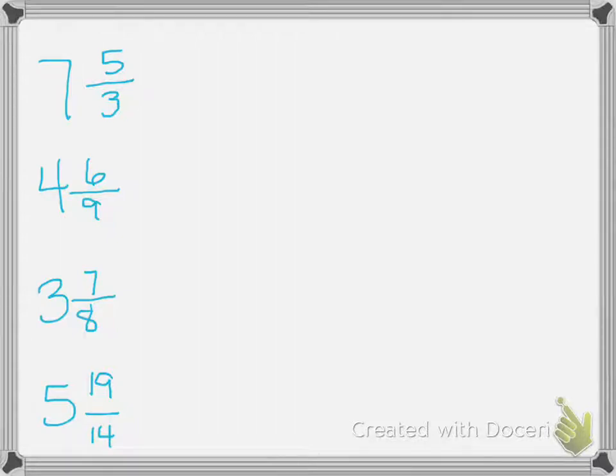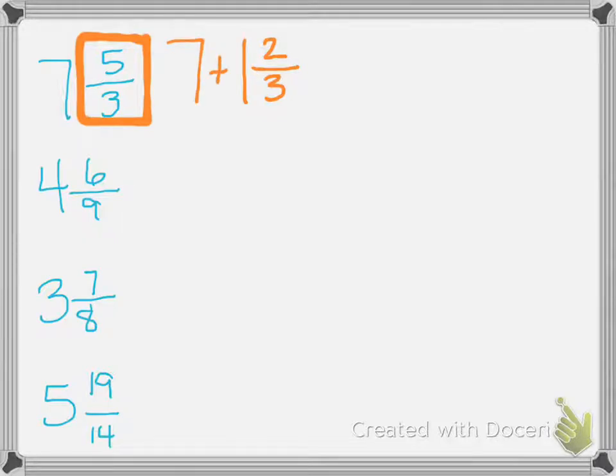Number 1 says rename each mixed number as an equivalent mixed number with the same denominator. So if we look at the first one, we have 7 and 5/3. If I look at this 5/3 right here, I know that I can change that into a smaller number because 3 goes into 5 one time with 2 left over, and the denominator stays the same. I already had 7, so now I need to add them together. So it would be 8 and 2/3.